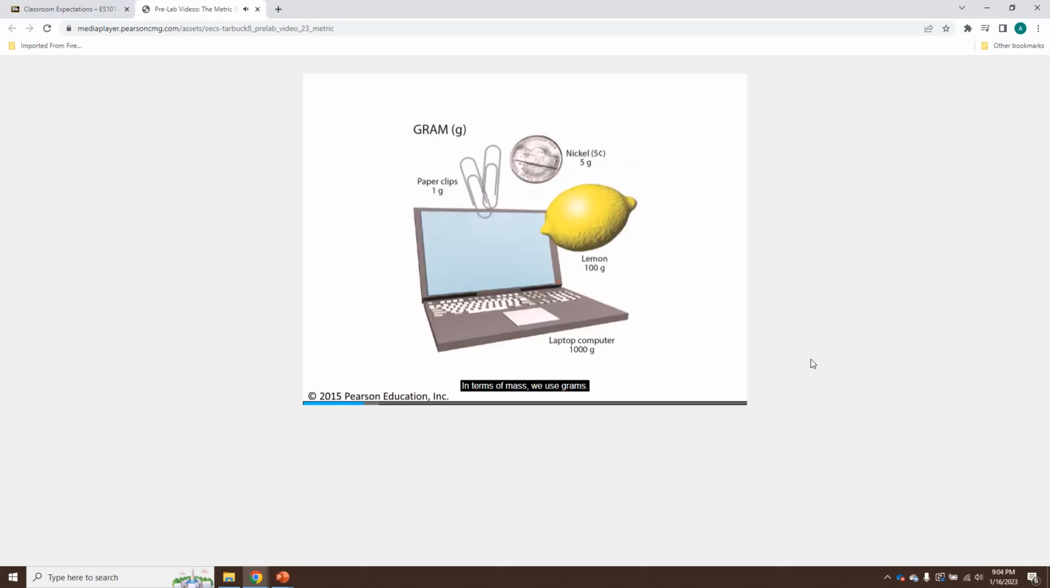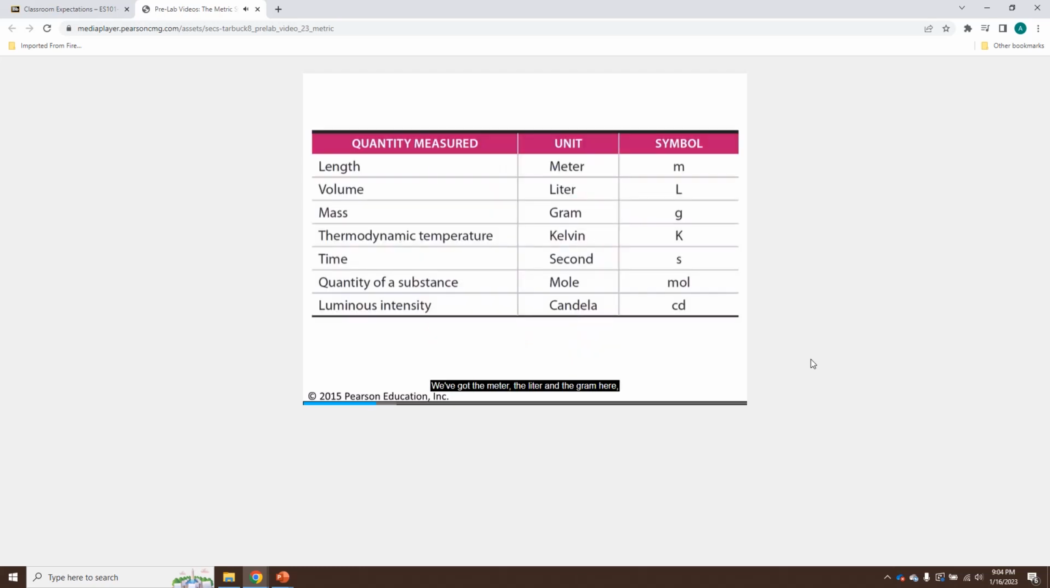In terms of mass, we use grams. Paper clips are about 1 gram each. That's a good reference to keep in mind. A nickel is about 5 grams, a lemon 100 grams, and a typical laptop computer weighs about 1,000 grams or 1 kilogram. We've got the meter, the liter, and the gram here. Those are the top 3 in this chart.